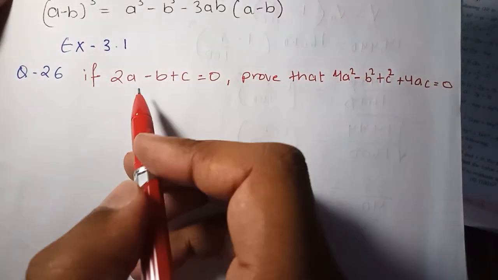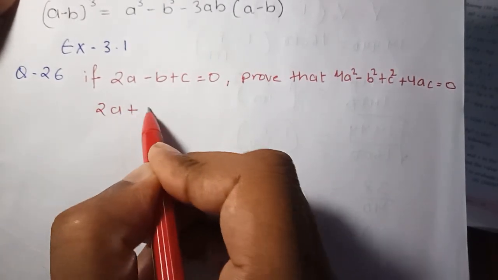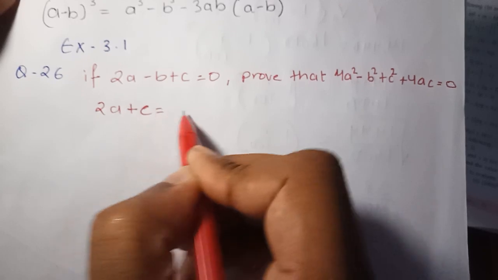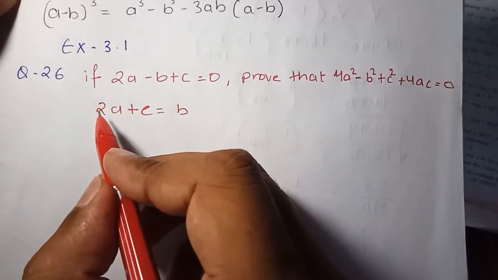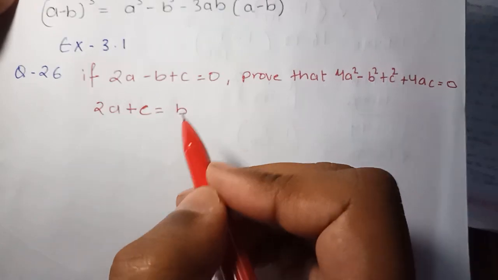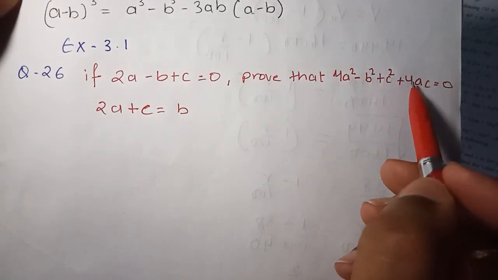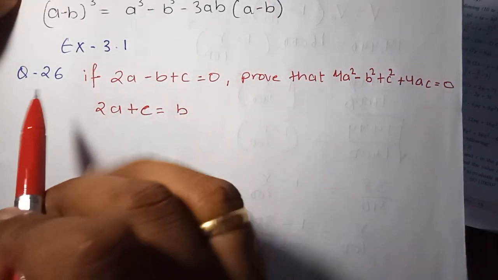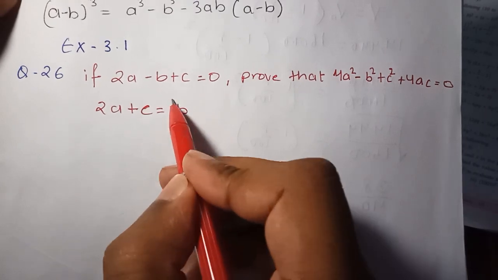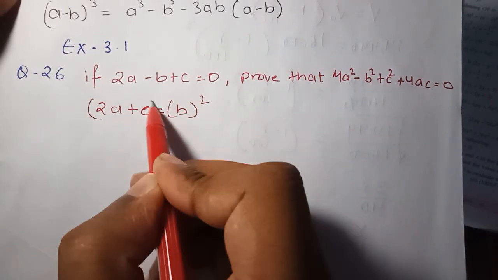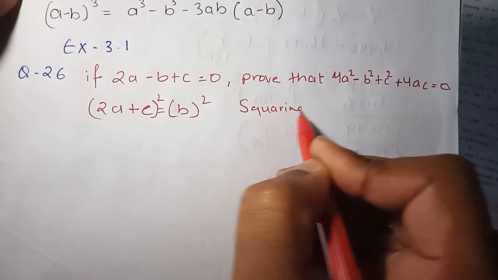So what I'm going to do, I'm going to write 2a plus c equals to, and minus b is going to go on that side and become plus b. When minus b goes on that side, now if you see over here in the proof, there are squares coming, right? And over here there are no squares. So I'm going to put squares over here, squaring both the sides.